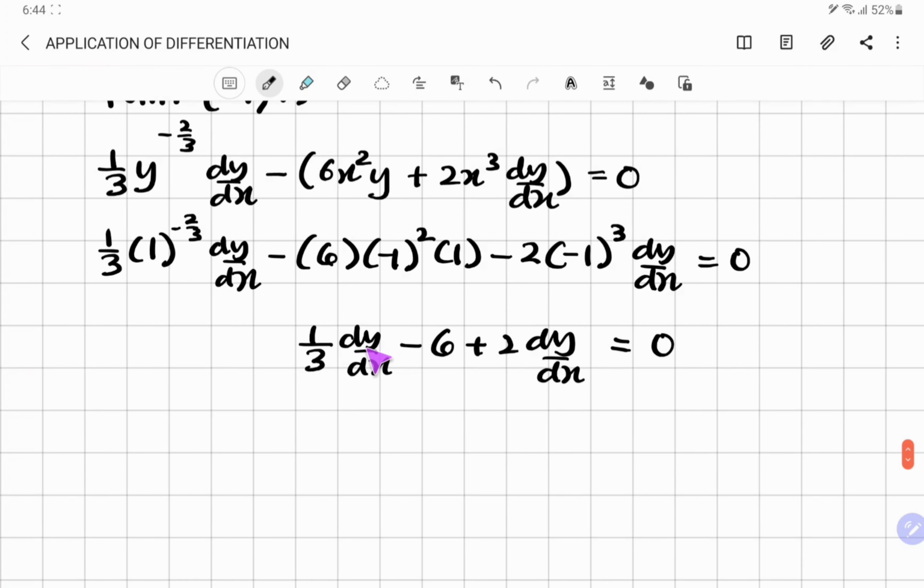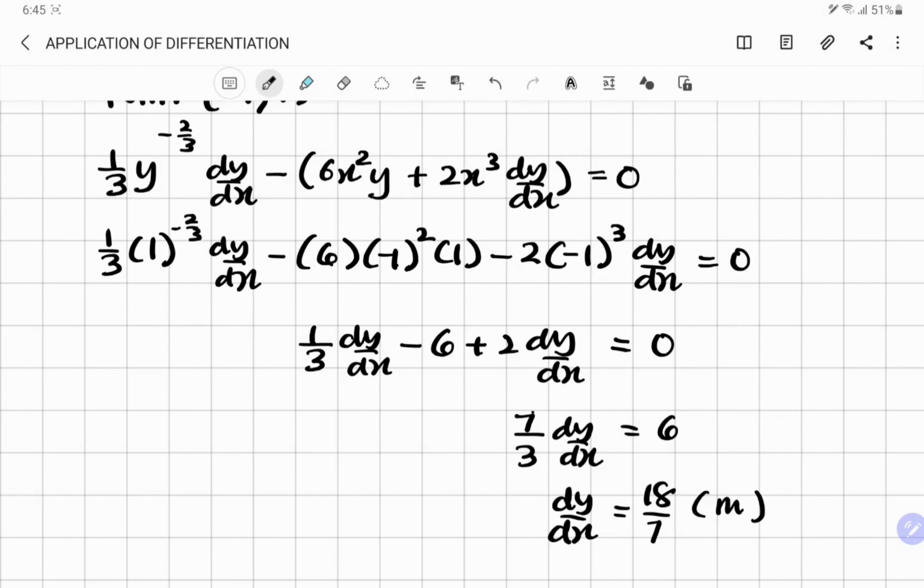1 over 3 dy/dx plus 2 dy/dx is 7 over 3 dy/dx. Let us bring negative 6 to the right hand side, positive 6. And our dy/dx is 18 over 7. The gradient of the curve is also the gradient of the tangent. Let's put this as m.